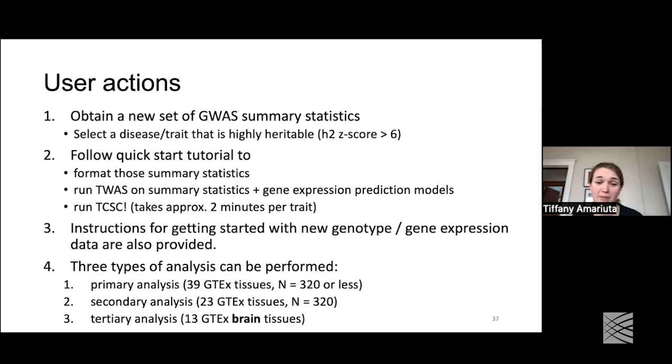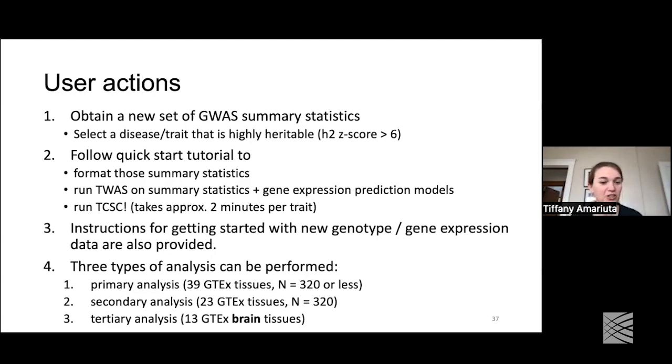And then finally, 3 types of analysis can be performed as are outlined in our preprint. So this primary analysis where we've tried to use as many tissues as possible. So out of the 49 GTEx tissues, we use 39. So we've either downsampled tissues to have equal sample size at 320 individuals, or we've meta-analyzed very highly co-regulated tissues that had small sample size in order to get them up to 320 as an effective sample size. So that's why this number is less than 49. And then in a secondary analysis, we simply took the 23 tissues for which we had exactly 320 individuals.